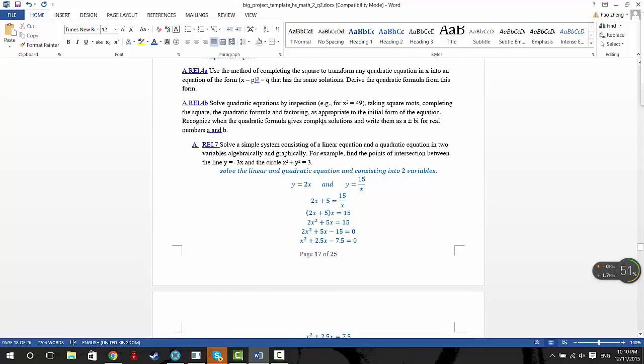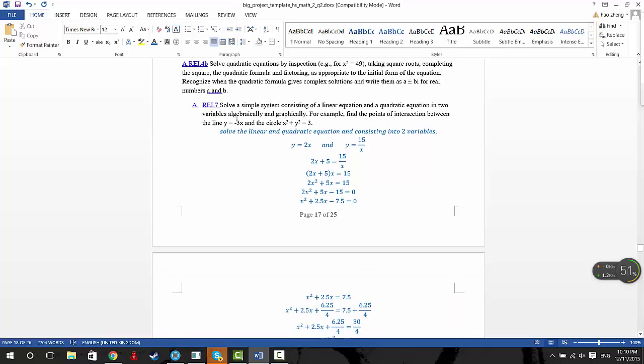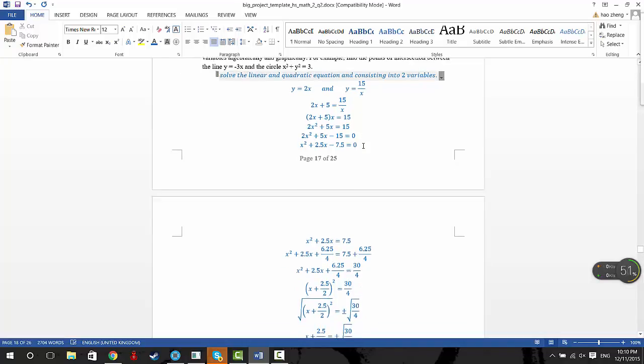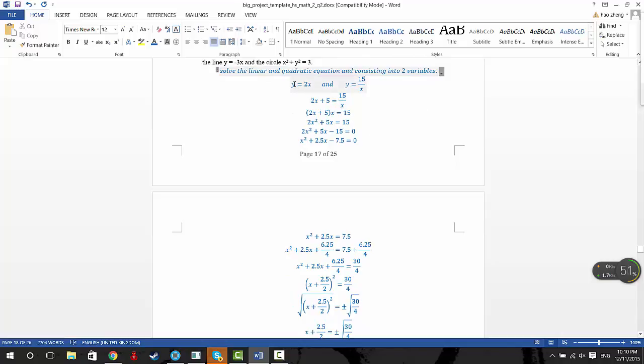Okay, and next is REI 0.7. Solve a simple sequential linear equation. So this part is where we solve two equations. We just put two equations together and solve it. So the first equation we get y equals 2x and y equals 15 over x. Okay, put it together, you see? Here it is together, right?